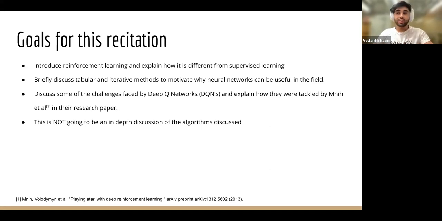So what this recitation is not going to do is cover all the algorithms we discuss in depth and really explain how they work. We do have pseudocode up on the slides, but that's mainly just to facilitate your understanding. We just want to motivate how the field came about and how it evolved, but we're not going to discuss how these algorithms work in depth.